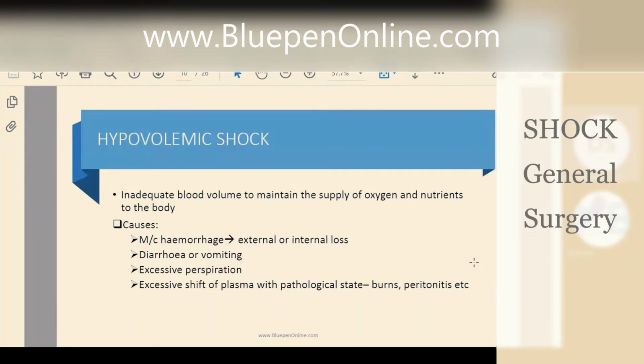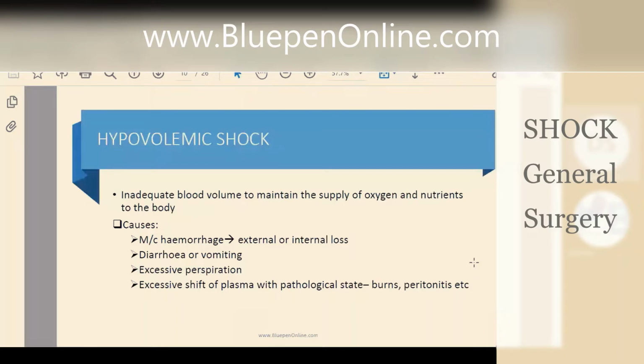It is inadequate blood volume to maintain the supply of oxygen and nutrients to the body. There will be a decrease in blood volume of the body, and because of decreased blood volume, there will be decreased supply of oxygen to the cells, and this will cause hypovolemic shock. What are the most common causes?